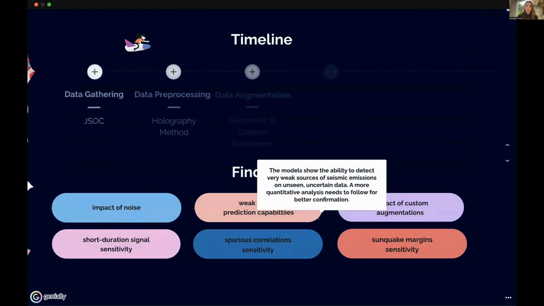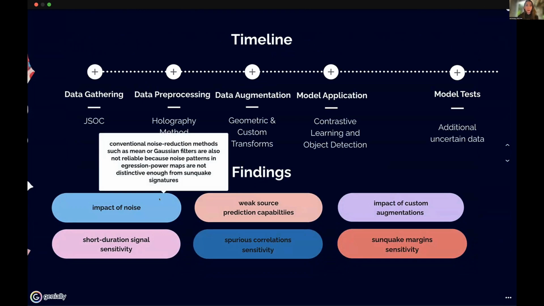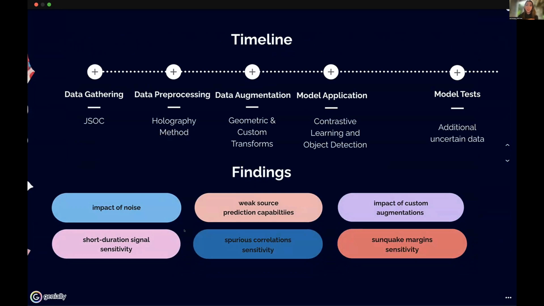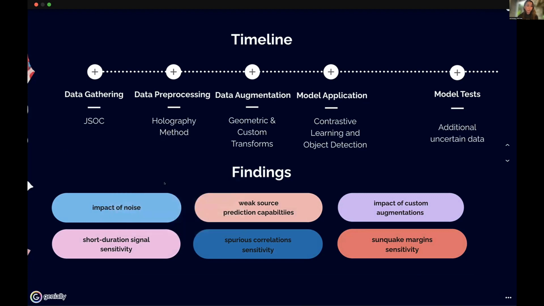Okay, let's look back a bit. So you have the timeline here if you want to recap. I will go through the findings. So we found that noise is quite impactful. If we look at the data, even at the beginning, we see that it's quite noisy, and it's very easy to not be able to distinguish the Sunquake signature from noise, even for models. So very, very tricky.